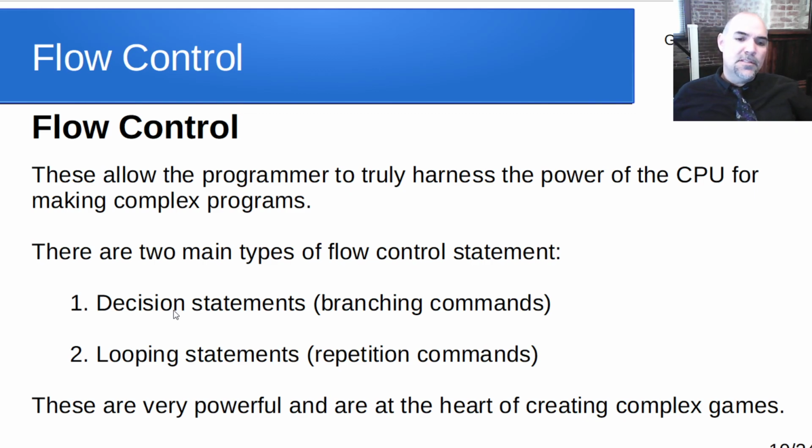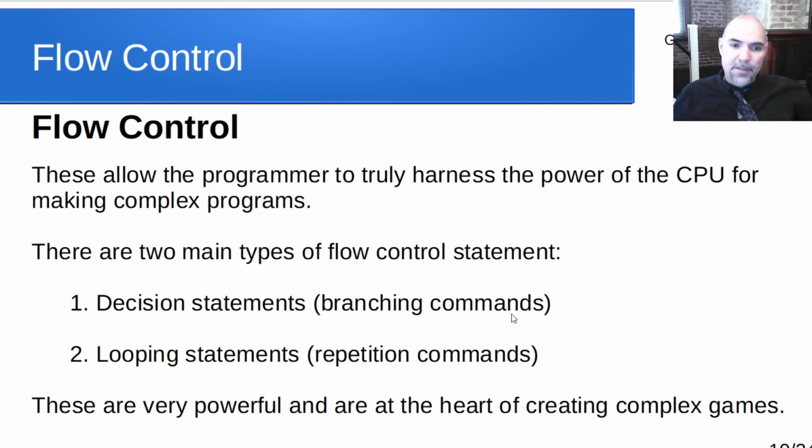flow control statements. Decision statements, which are often called branching statements. The reason they're called decision is it's deciding whether to do something or not do something. And that's also called branching because it allows the program flow, as the program is running down through the code, to skip over something before continuing, or to decide to do one thing or do something else.